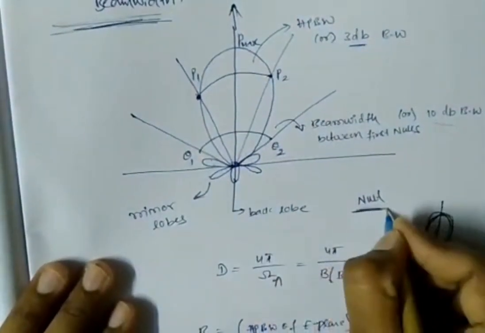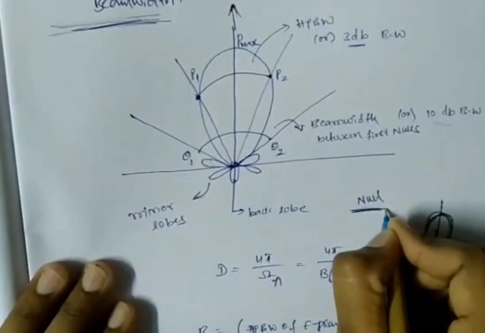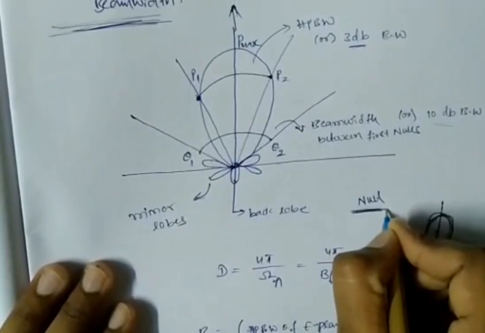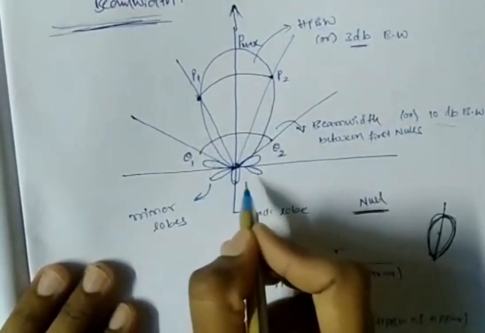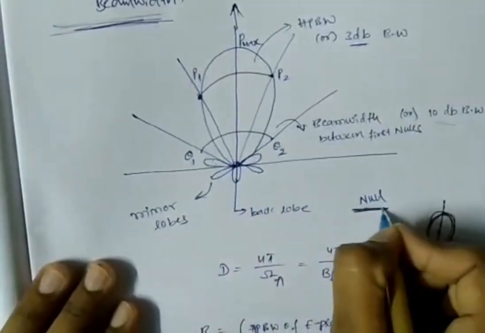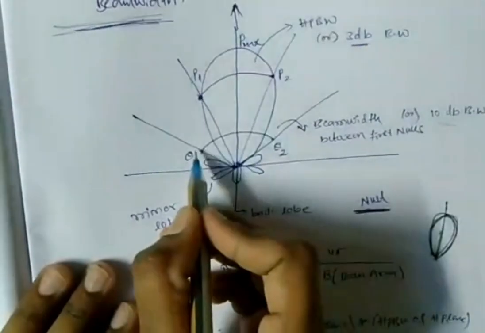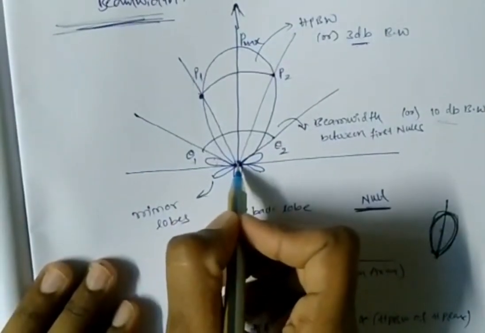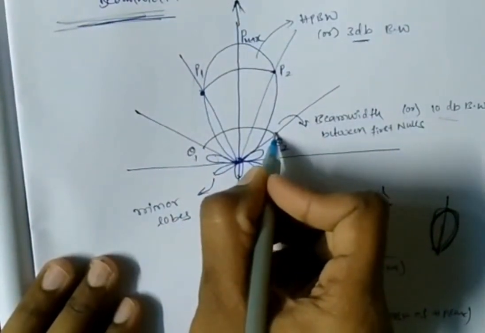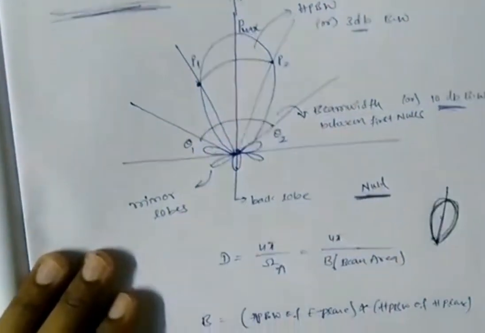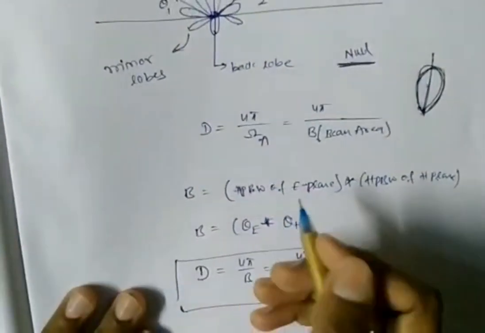First of all, what is null? Null indicates the minimum amount of radiation compared to the minor lobe. So major lobe indicates the maximum radiation, minor lobes contain the minimum radiation. So null contains a very small amount of radiation compared to the minor lobe. Here we are finding the beam width between the first nulls also. That is called first null beam width or beam width between the first nulls or 10 dB beam width. And by using the beam width, we have to find out directivity also.